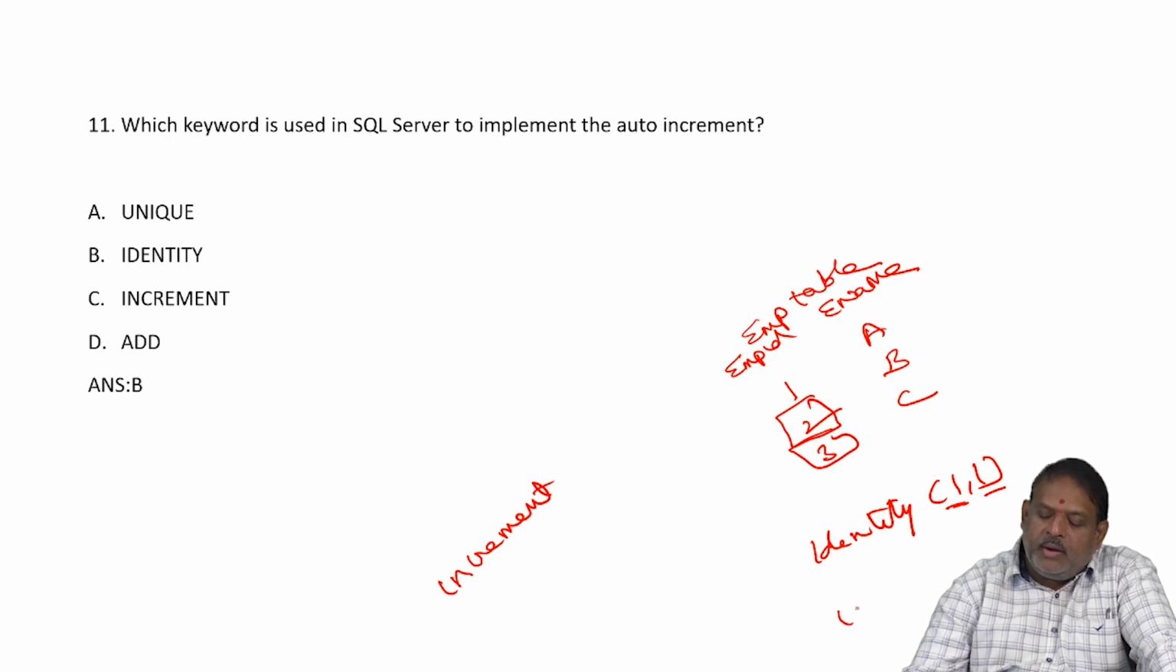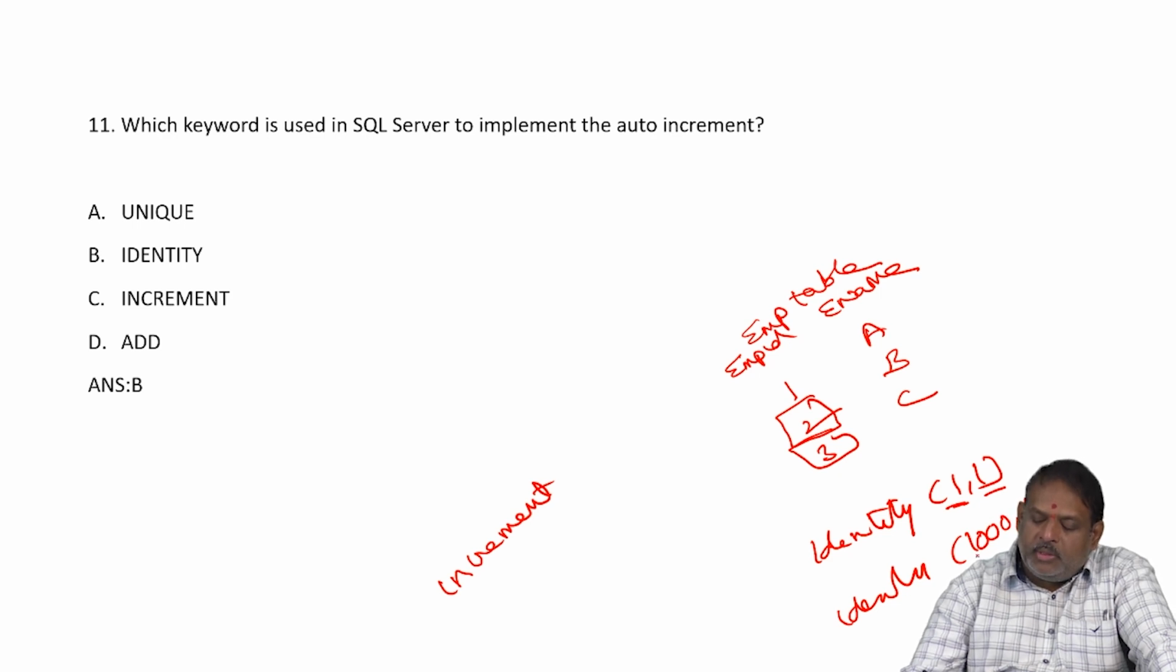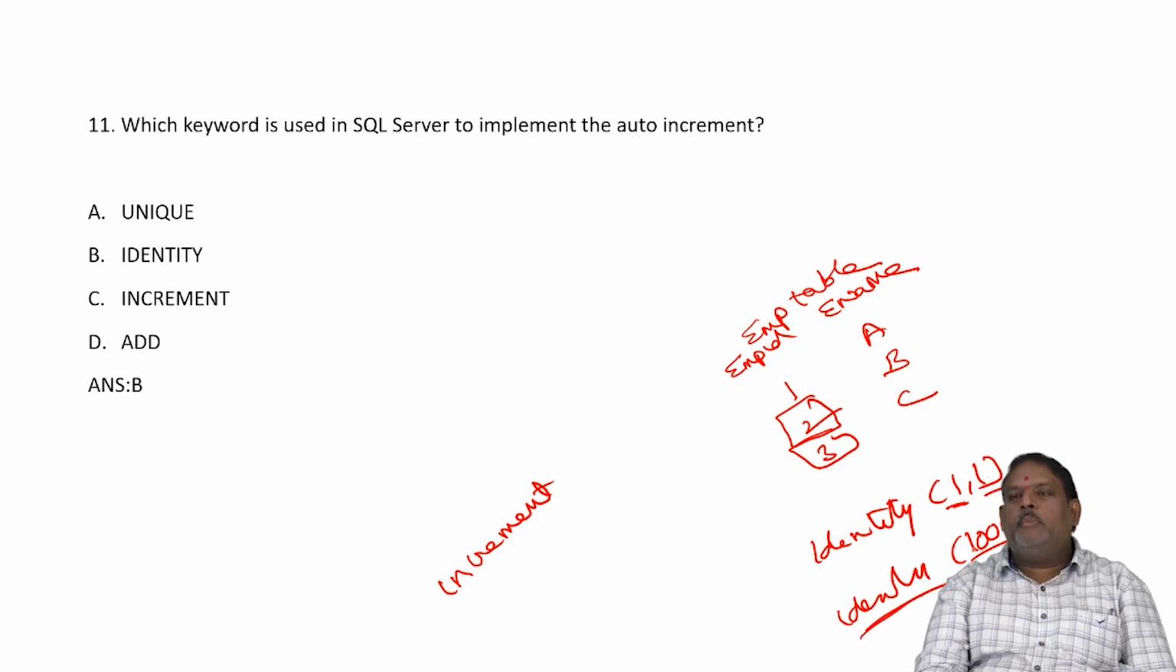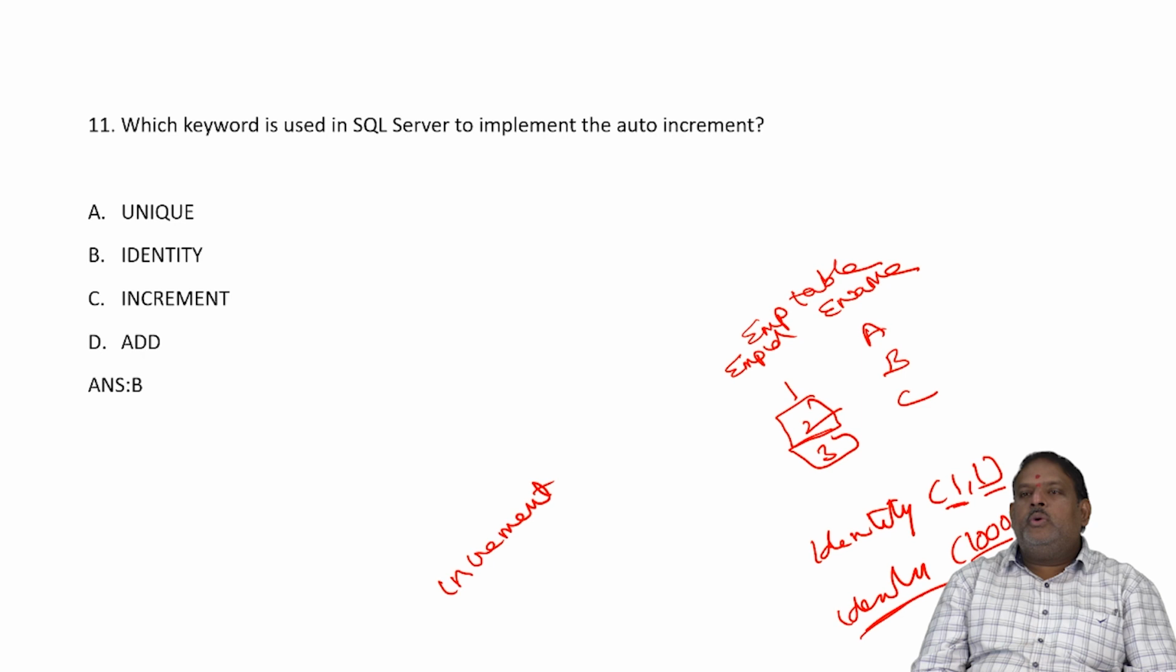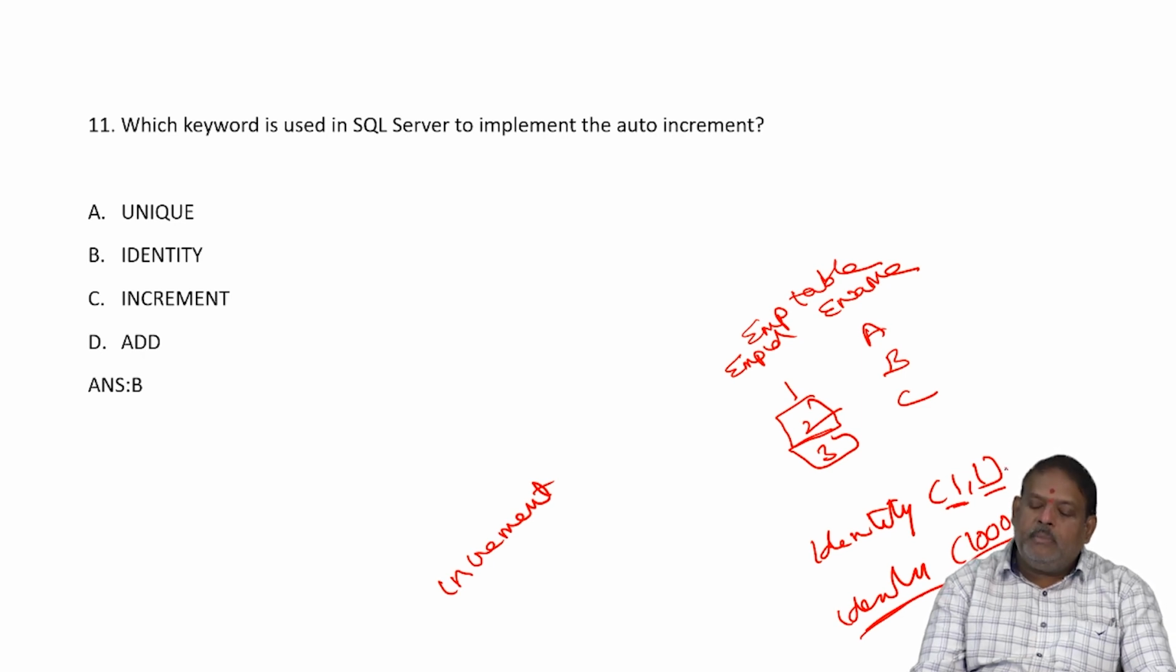If I say identity(1000,1), my first record will be 1000, next record will be 1001. So identity is a column property assigned to a column to increment the value of the column by a given value. Here my range is 1. If I keep it here, my next record will be 11.